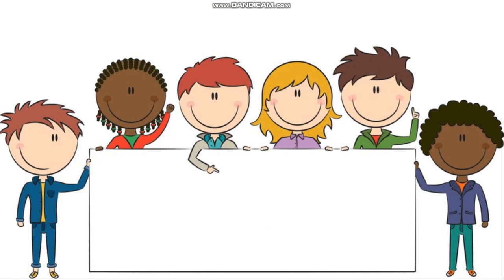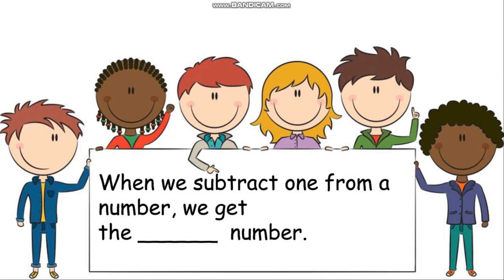Now, I am going to tell you the next question. When we subtract 1 from a number, we get the dash number. Tell me, अगर हम 1 subtract करते हैं तो हमें क्या मिलेगा? Yes, before number मिलेगा. But what is the before number called? Yes, we get the previous number. Please learn the spellings also, okay? Previous. Previous number.